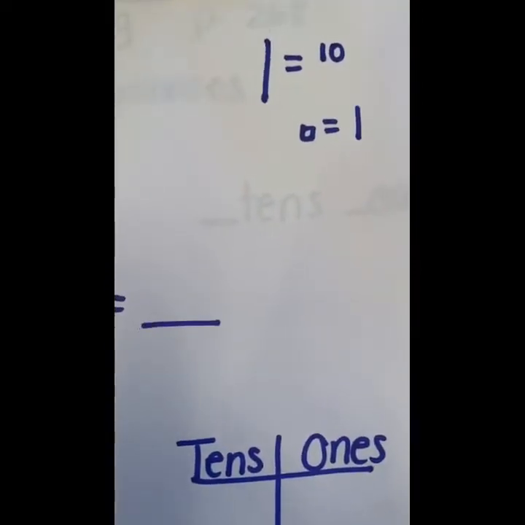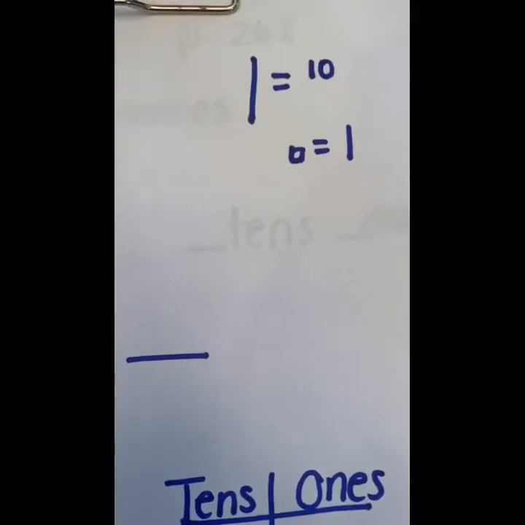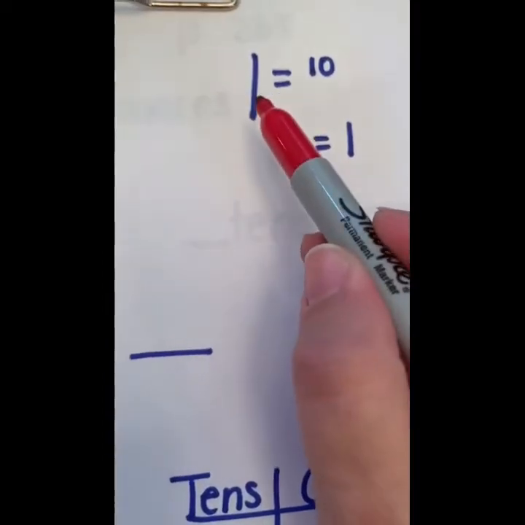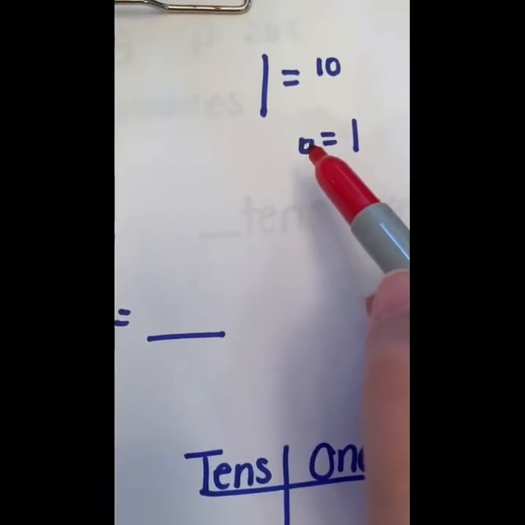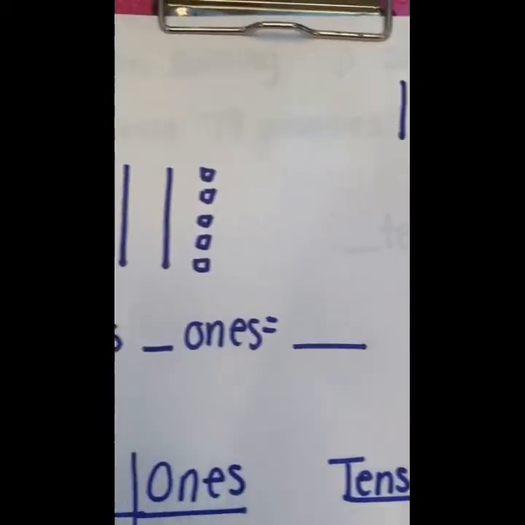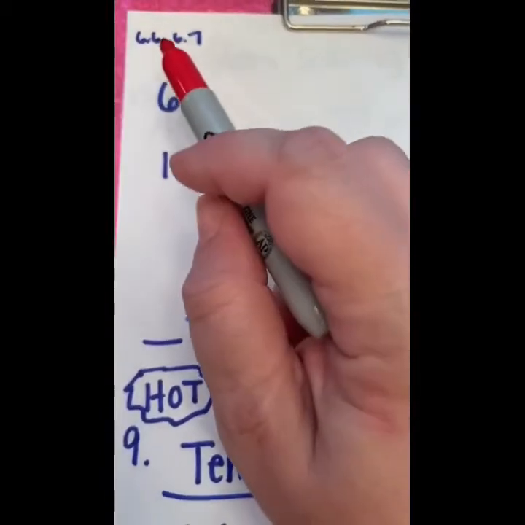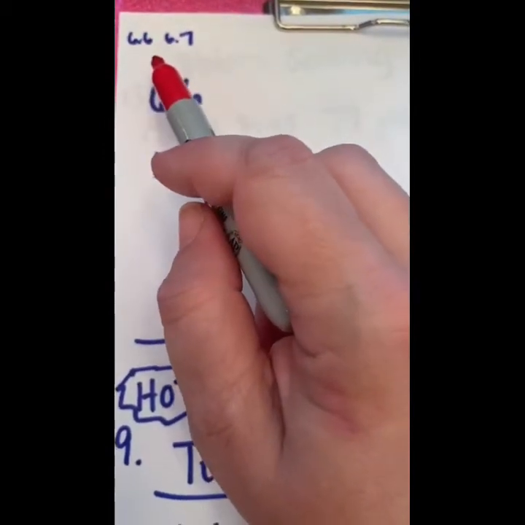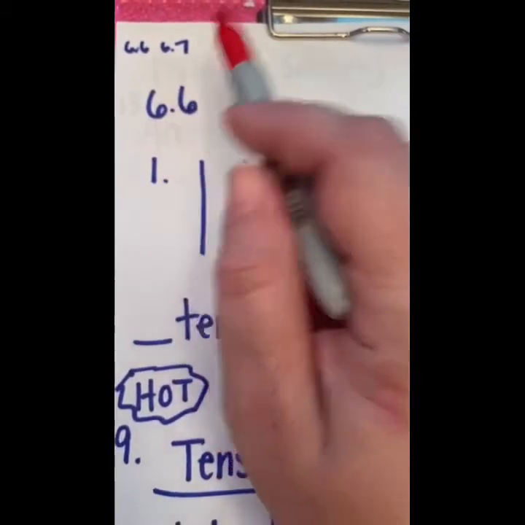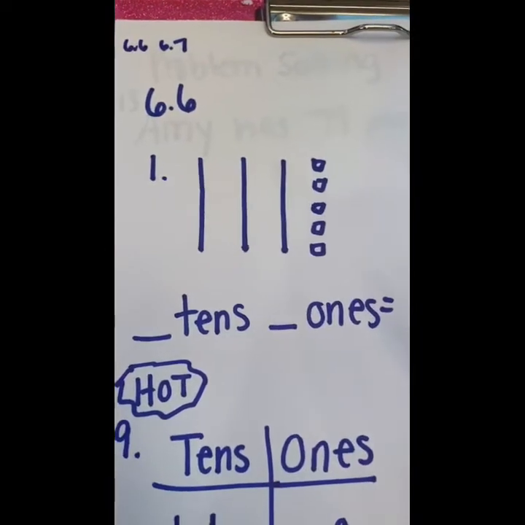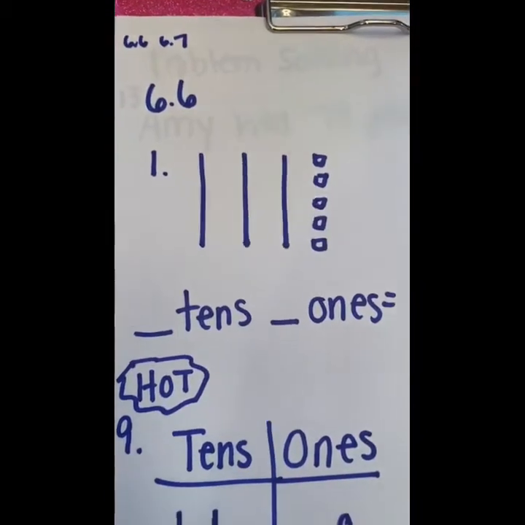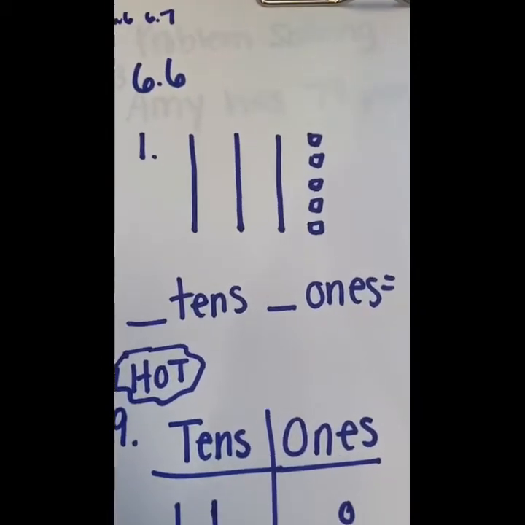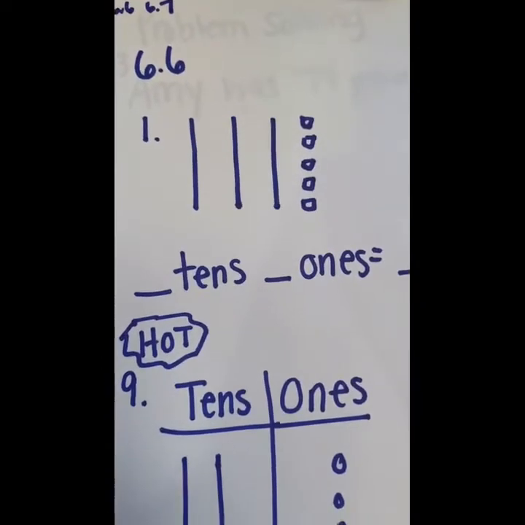I wanted to help you out with your math this morning. I wanted to remind you that when we see a long, it equals 10. When we see a circle or a square, it equals 1. Today's help is going to help you out with the pages from 6.6 and 6.7. Remember, before we left, we were at the end of chapter 7. So this should all be reviewed for you. But if you need any help or reminders, this video will help you out.